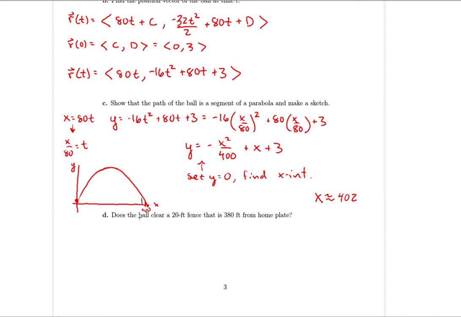So that's the question for us, but of course we can answer it pretty easily, right? Because all we have to do is take that work we just did, the y equals, and plug in 380, which is the x value, and see what happens. And when we do that, we get 22 feet. So since the fence is only 20 feet high, the ball clears the fence by 2 feet in this case.